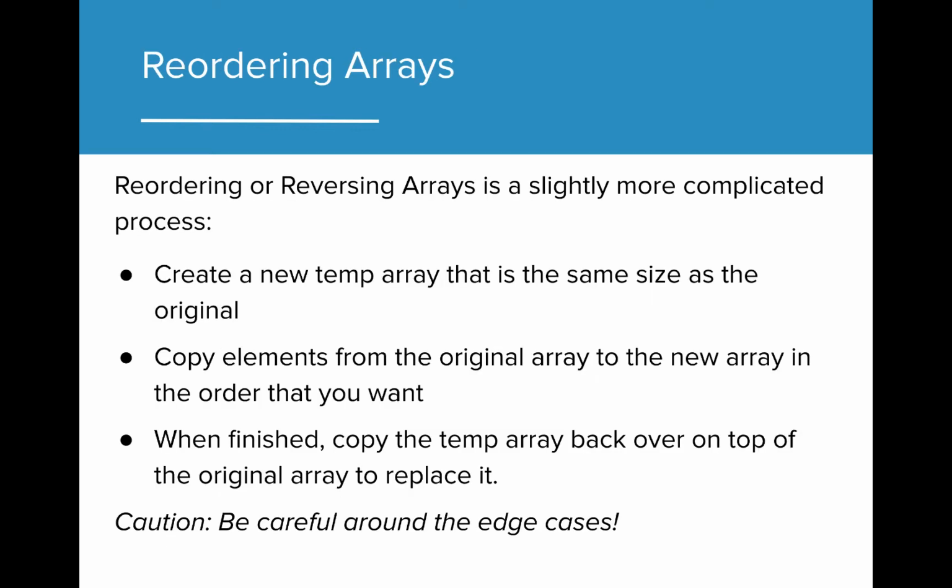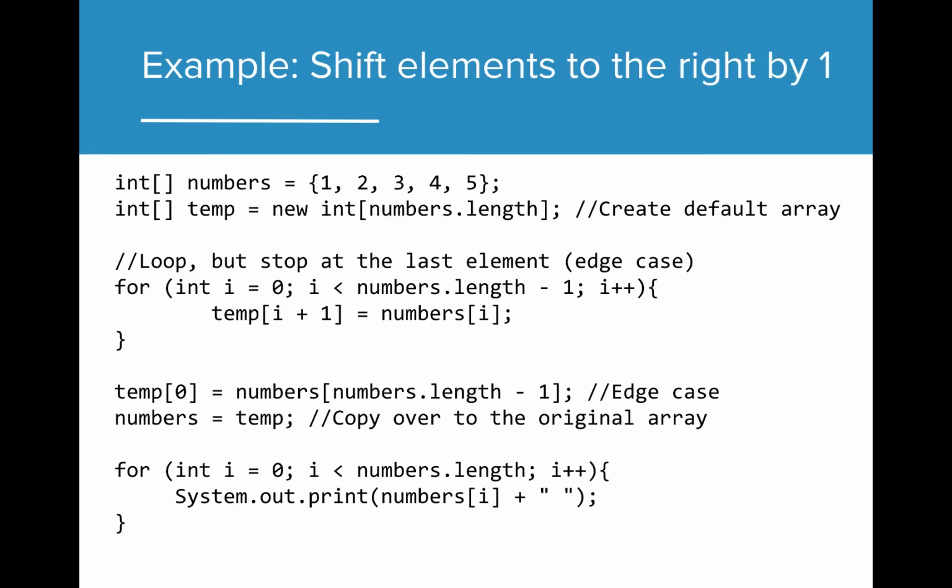Another common array algorithm involves reordering or reversing our arrays. While this can be done in a few different ways, a common method is to create a new temporary array where we copy our values over. Once our new order is copied into our temporary array, we can overwrite the original array with the new array. Here's an example of how we may reorder our array by shifting the elements in the array to the right by 1. When finished, our numbers array will be 5, 1, 2, 3, 4. Let's take a closer look at each part of this algorithm.